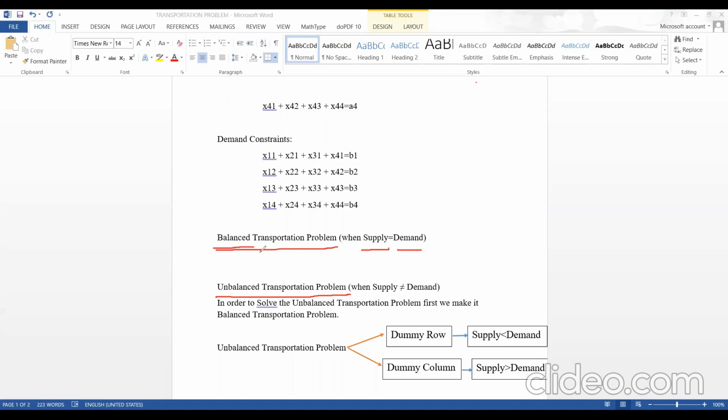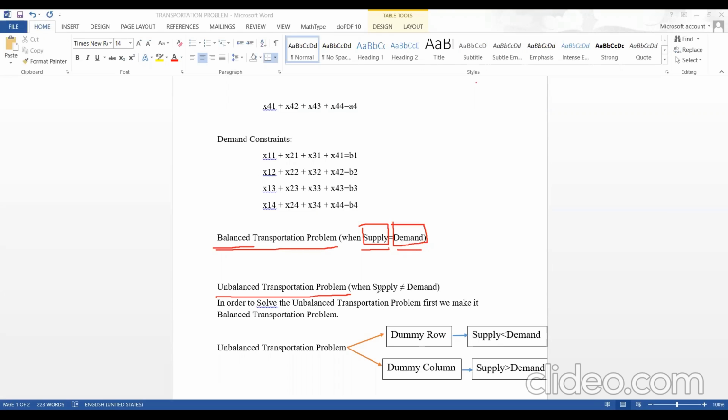Is that clear? When total supply is equal to what? Total demand. That means whatever the company is manufacturing, all the products get exhausted with the demand. That means the company is totally fulfilling the demand of the destinations. So when total supply is equal to total demand, then in that case, the transportation problem is known as what? Balanced transportation problem.